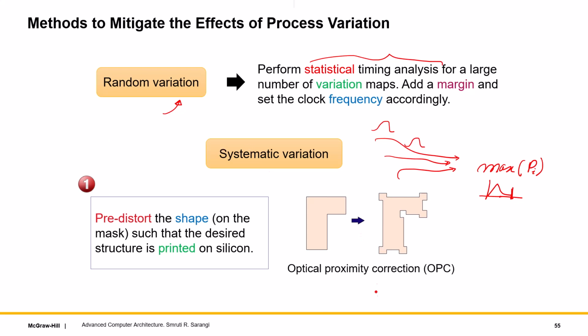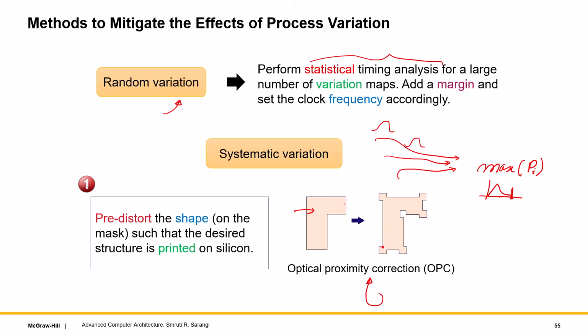So let's look at a few strategies. One of the most effective strategies is optical proximity correction, or OPC. Let's say this is the shape that I want to fabricate. Instead of trying to fabricate this, I try to fabricate another shape, which means I pre-distort the shape such that what is printed on silicon is similar to this. So I take this, then pre-distort it as per a known algorithm, and once I do that, I arrive at this.